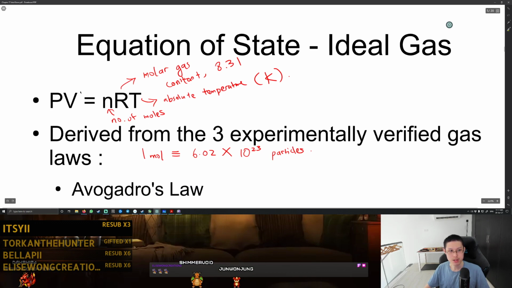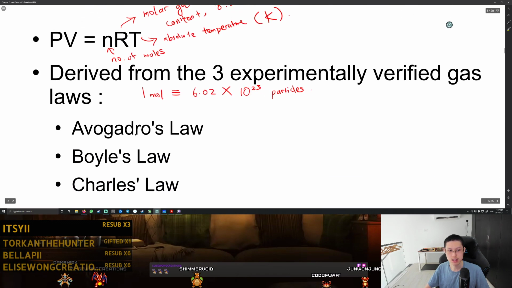Okay, P is the pressure, V is volume. So how do you get this equation in the first place? There are actually 2 ways of doing that. The first way is you do it experimentally by using the 3 gas laws. So you might have done this in IGCSE, I think. The Avogadro's law, Boyle's law, and Charles' law.